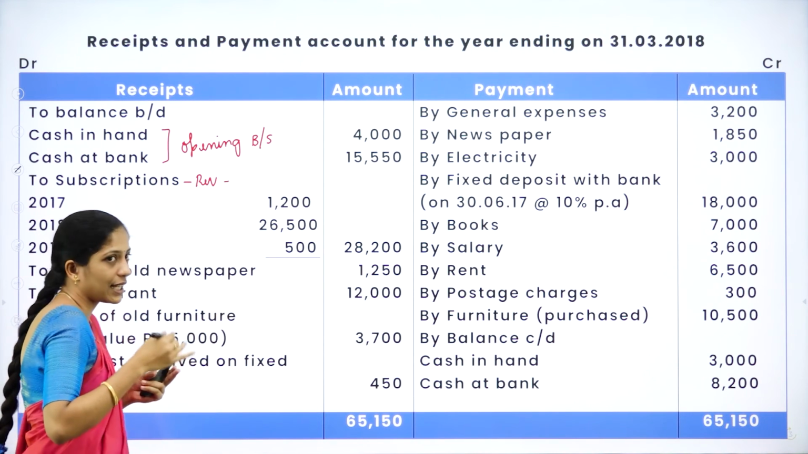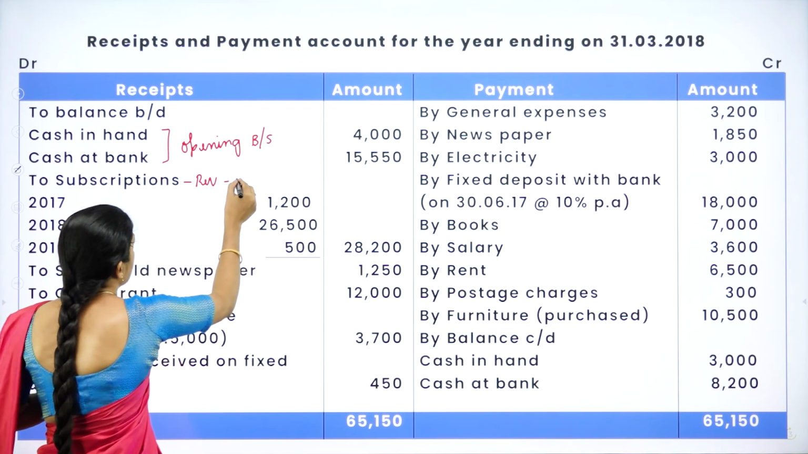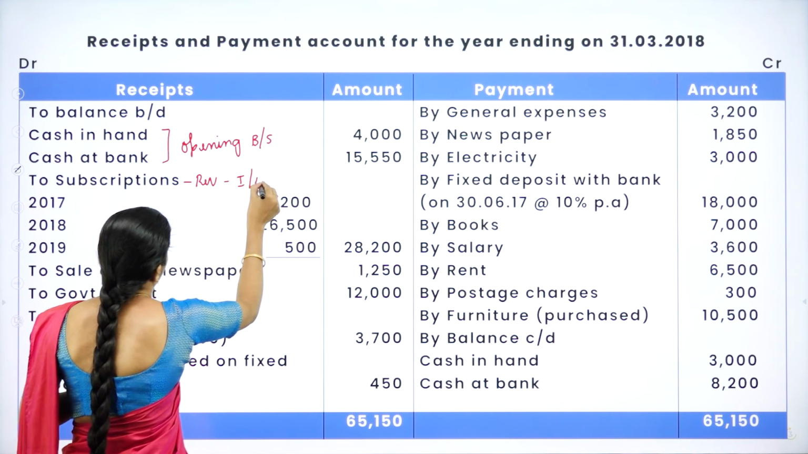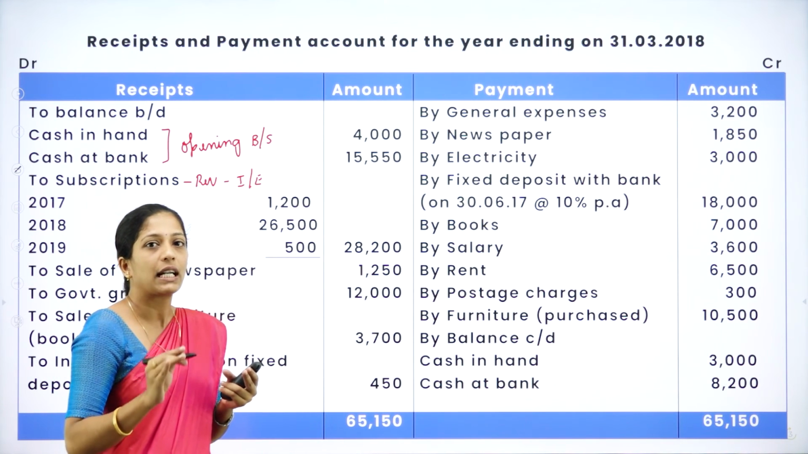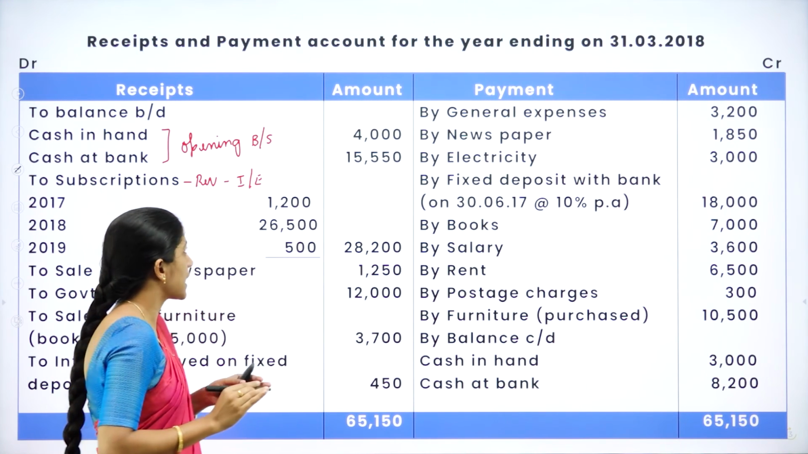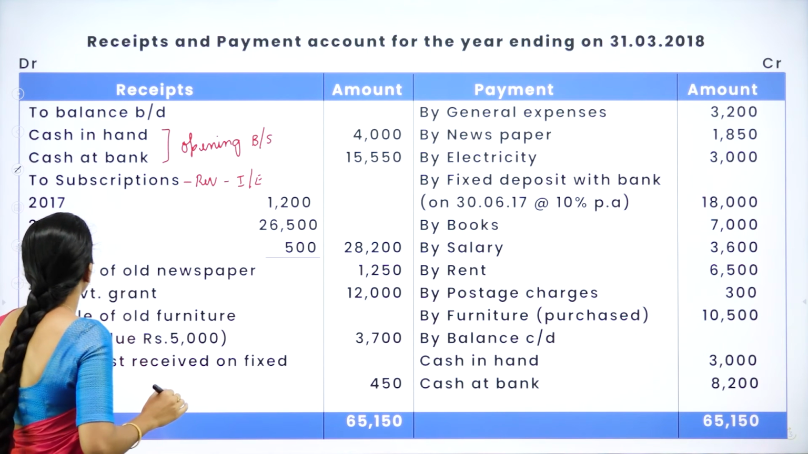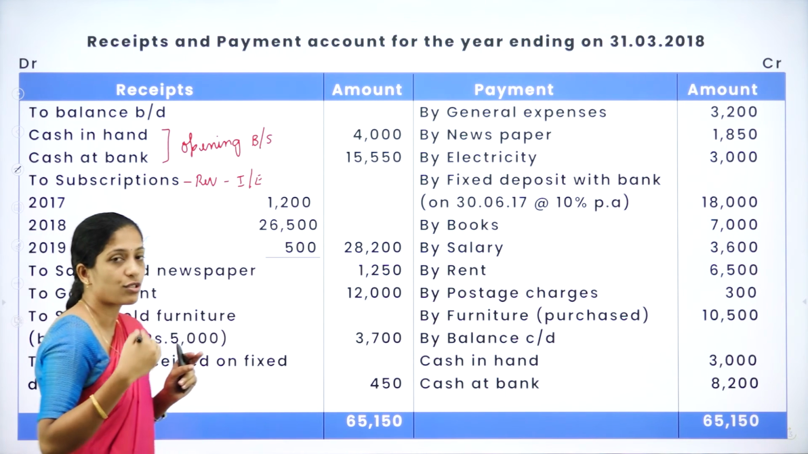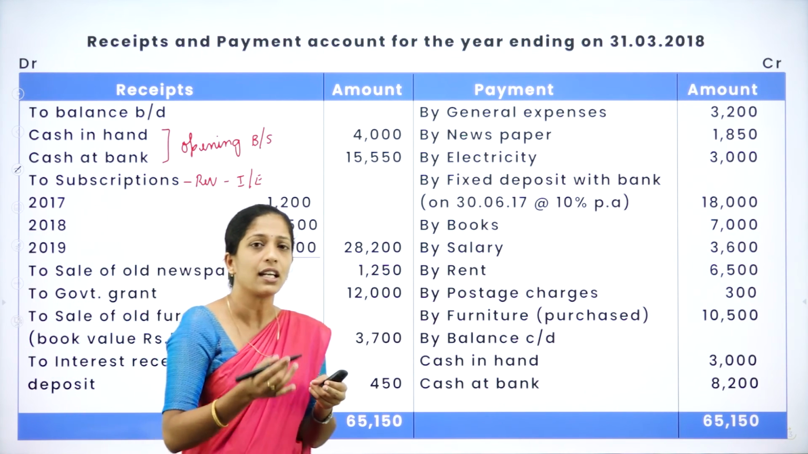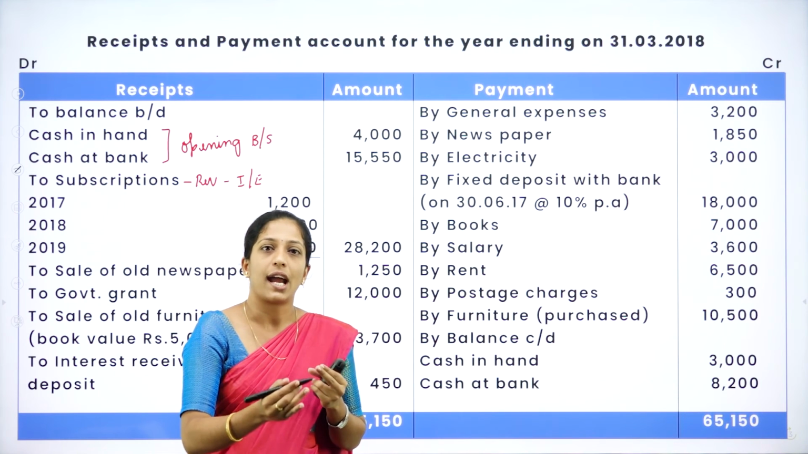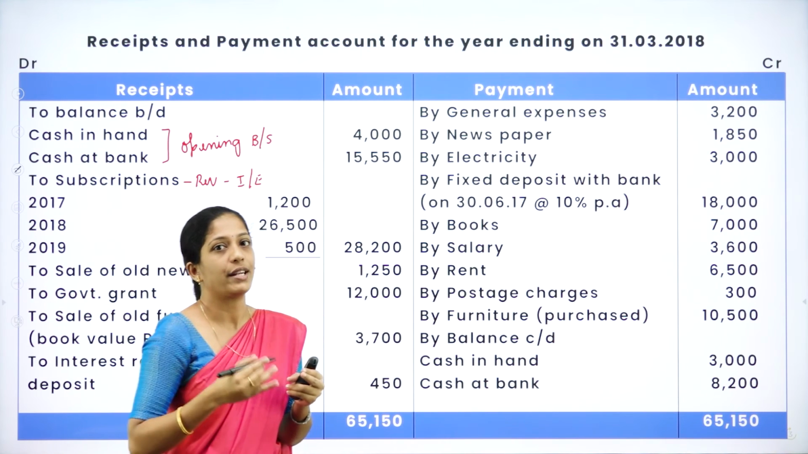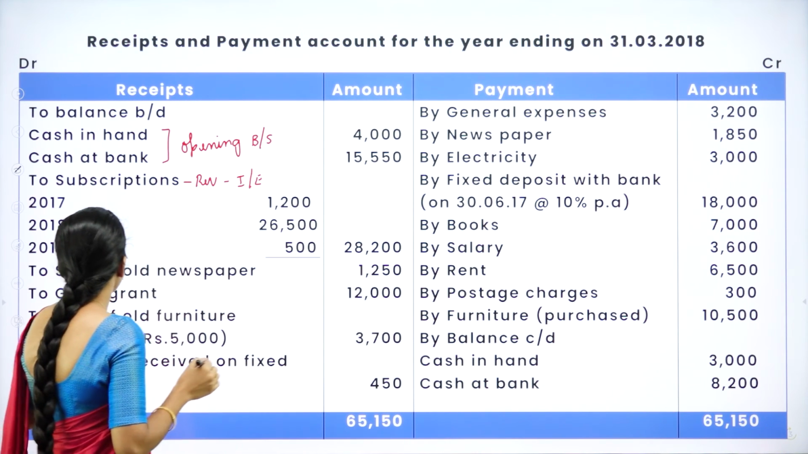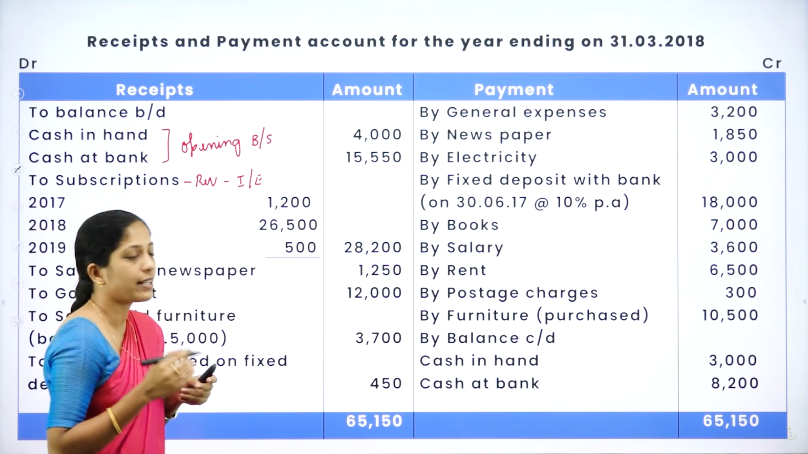Where are revenue items recorded? Under the income and expenditure account, and all the capital items are recorded in the balance sheet, whereas revenue items are recorded in the income and expenditure account. And they have given 3 years subscription, that is 2017, 18 and 19. We shall see how we are going to adjust in the income and expenditure account and balance sheet later while solving the problem.